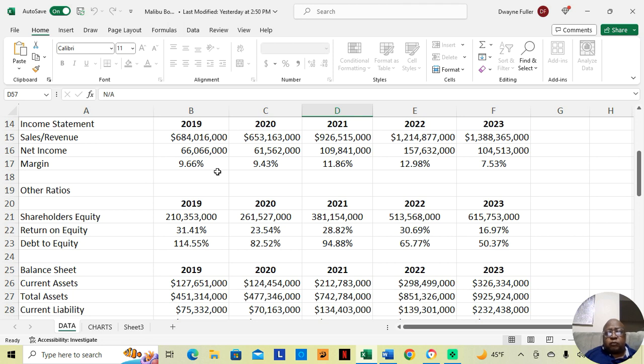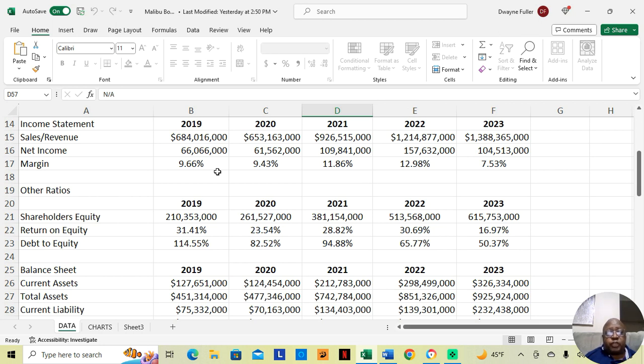9% is not fantastic. It's also not horrible. The other day we looked at Humana. Humana was around 2%. I'd like to see like 20% or so. But 9, 10%, that's decent.